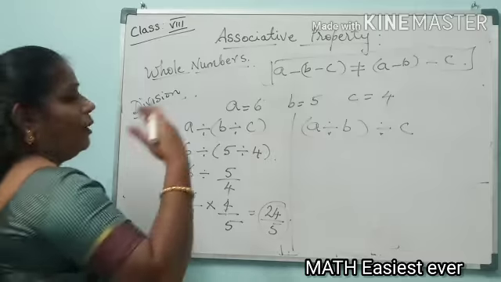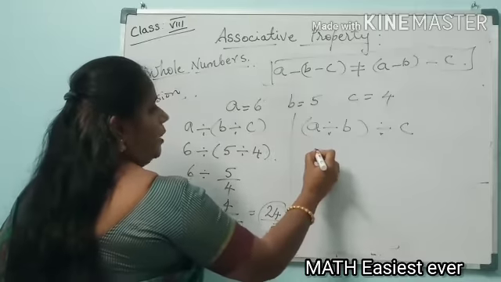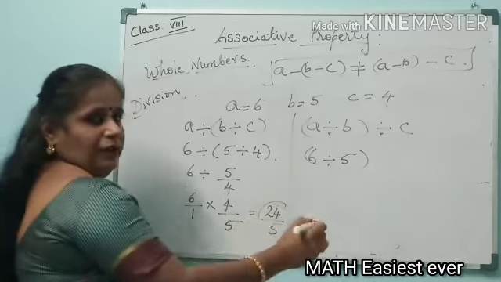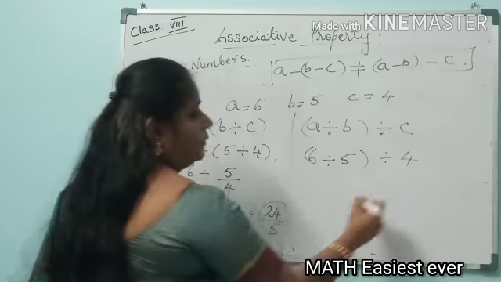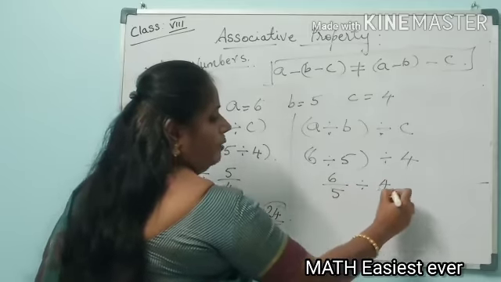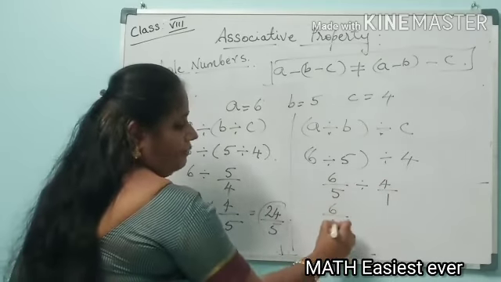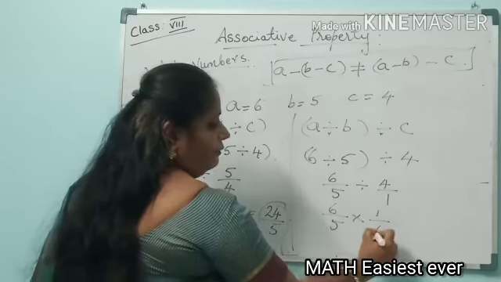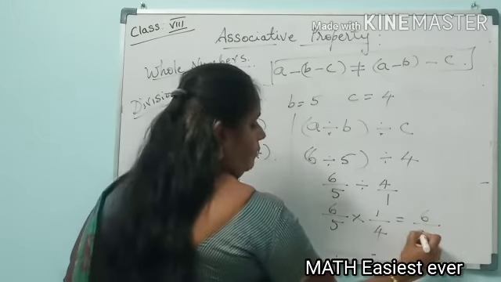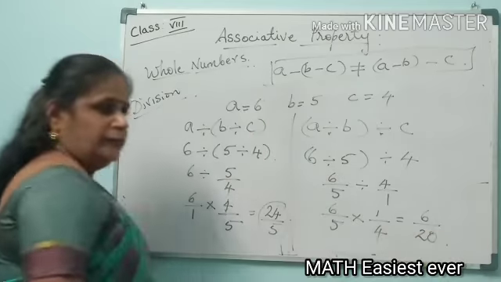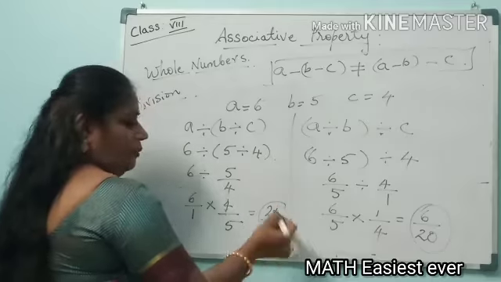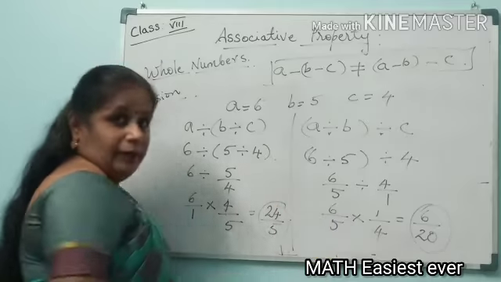Okay. Now I am going to do the other side. So what is your A? A is 6 and B is 5. 6 divided by (5 divided by 4). What is 6 divided by 5? You will write 6 by 5 divided by 4 by 1. So it is 6 by 5 into 1 by 4. Okay. So what will you get here? 6 ones are 6, 5 4s are 20. You can reduce and all that.